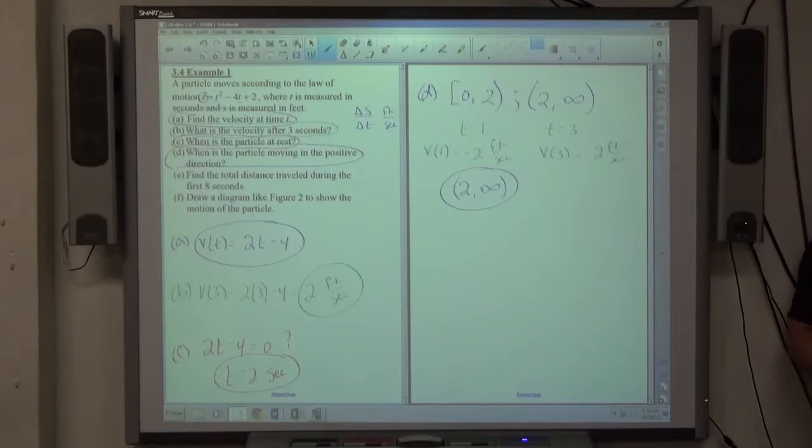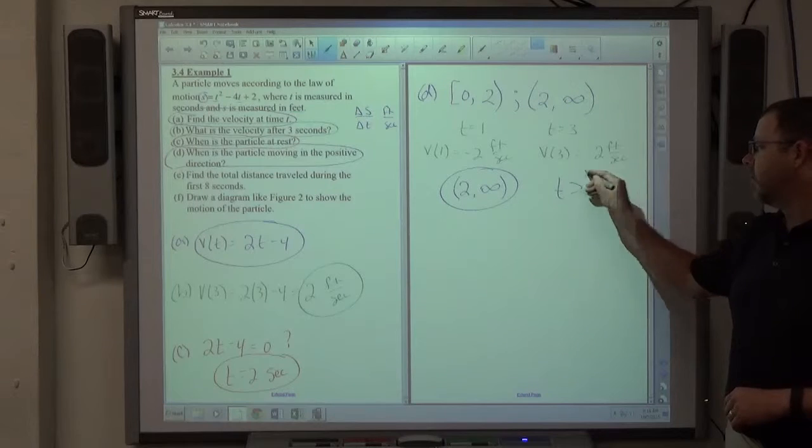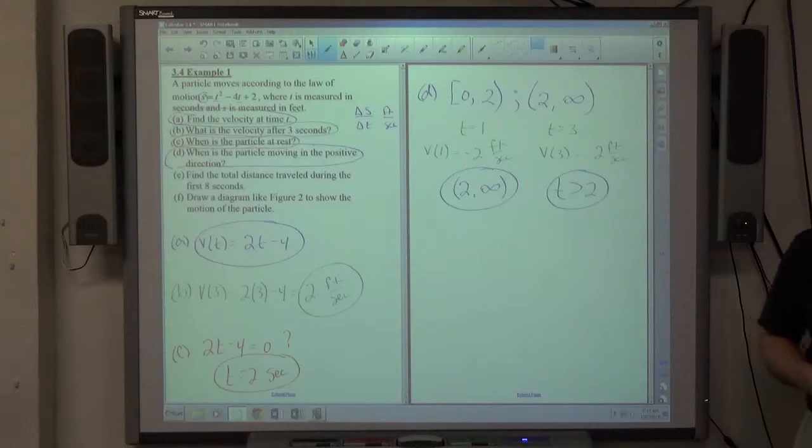And go ahead and use interval notation on these. It's just a nicer notation to use. T is greater than or equal to, or greater than 2 would be fine also if you wanted to. I just prefer interval notation personally. All right.